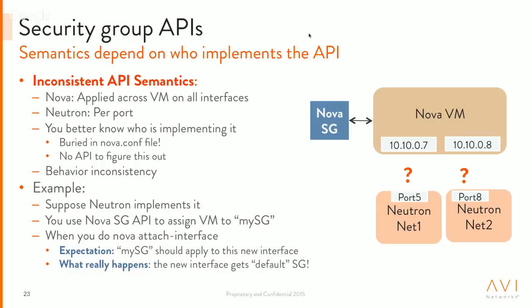Whereas in the case of Neutron, the security groups are tied per port. Again, the API allows you to take a port and associate a security group with that port.